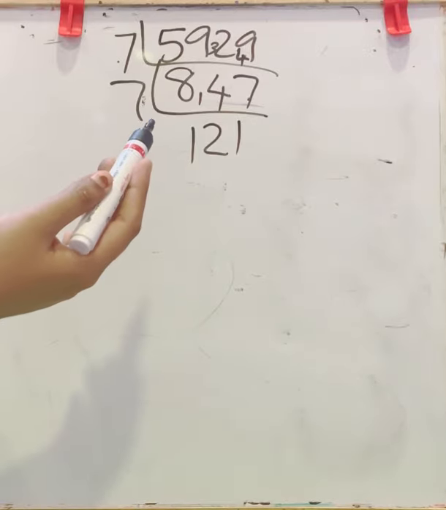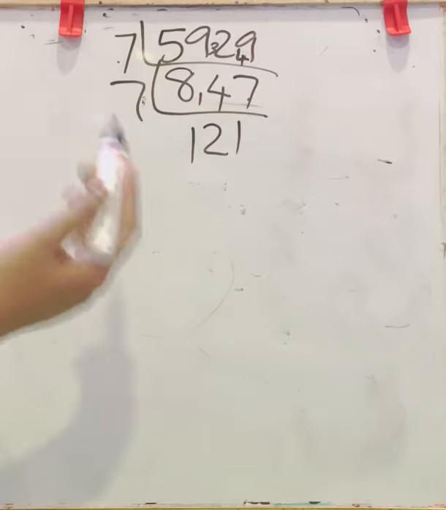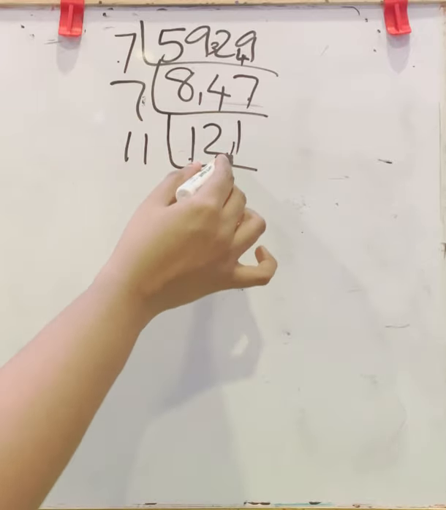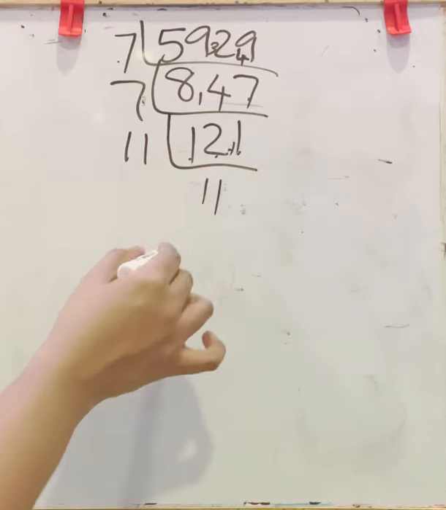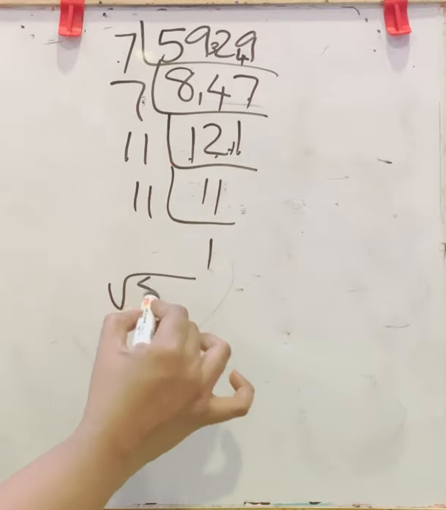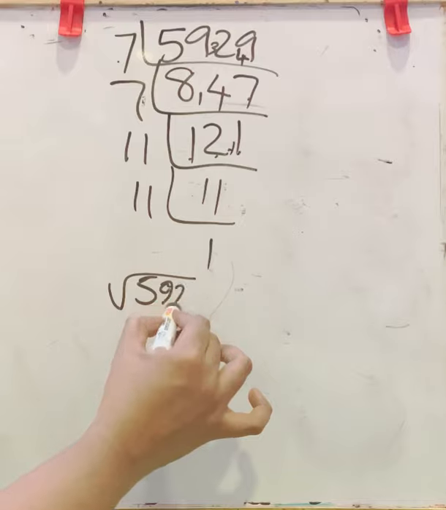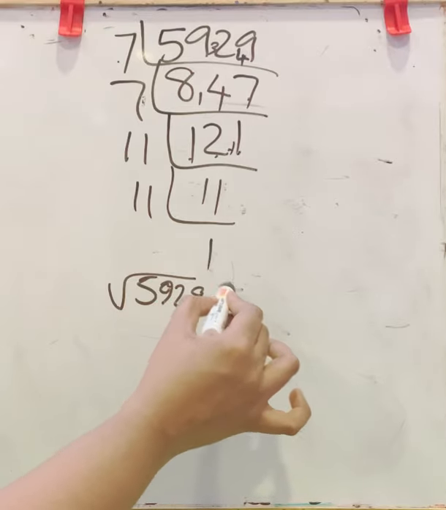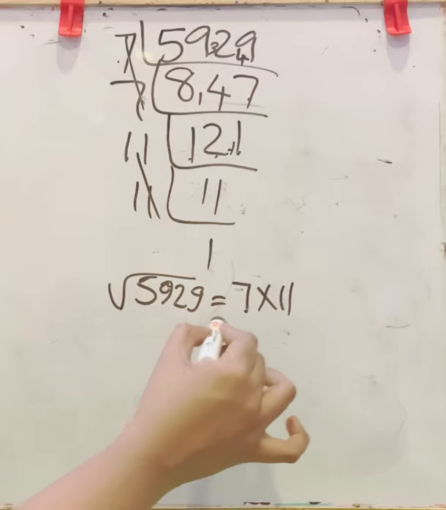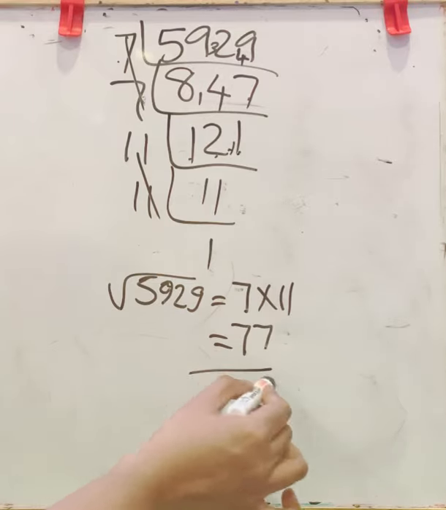Now it is not divisible by 7. Next prime number is 11. Check the divisibility. Yes, it is divisible by 11. 11 in 12 one time, balance is 1. Again 11, 11 one time. In 11, 11 one time. Now square root of 5929 equal to, pair it, one 7, pair it, one 11. 7 into 11 is 77, the answer.